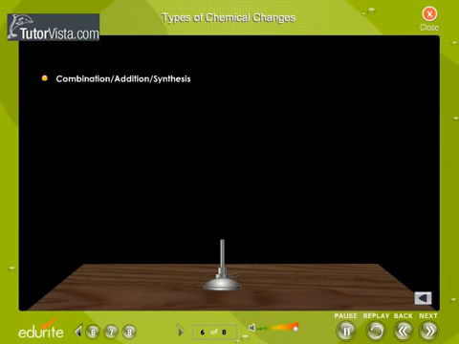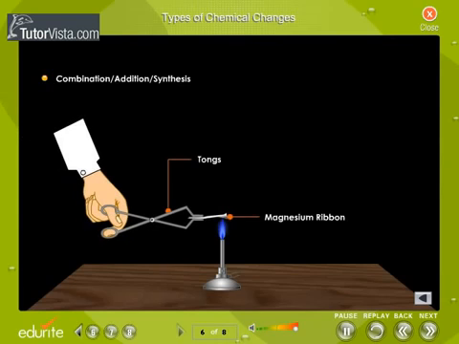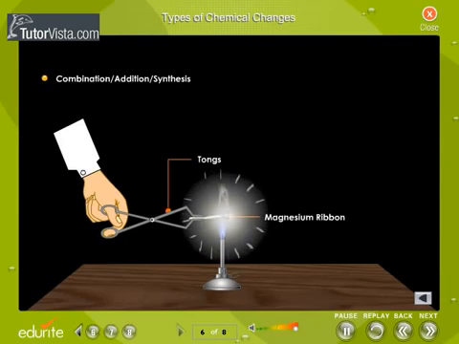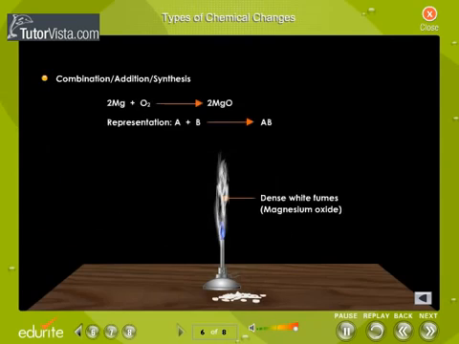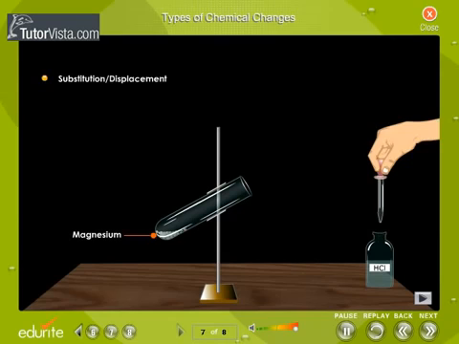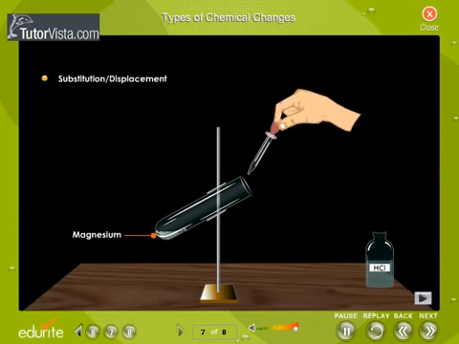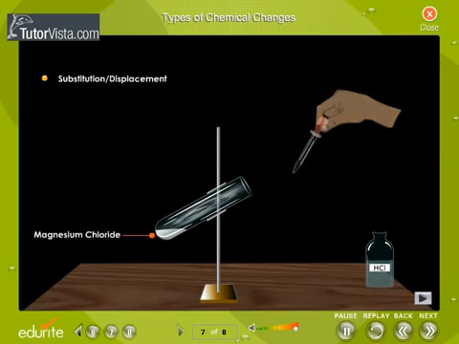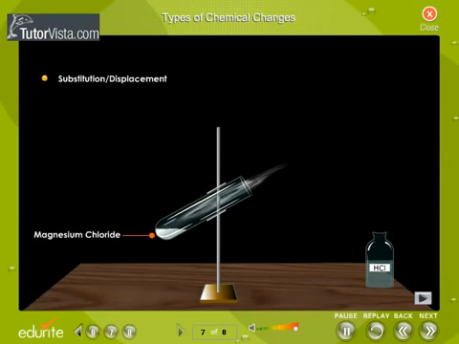Combination is the formation of a compound from its elements. For example, magnesium ribbon burns in air to form magnesium oxide. Types of chemical changes. Here you can view a displacement reaction. Magnesium displaces or substitutes hydrogen from HCl to form magnesium chloride.